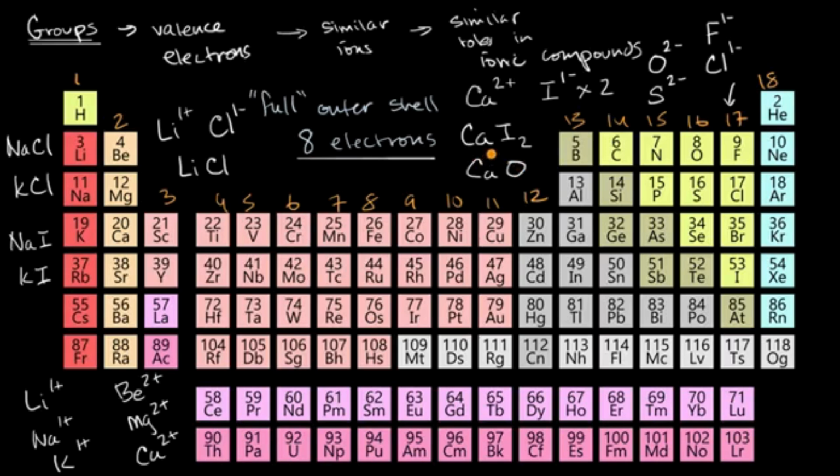So I will leave you there. The big picture here is the column in which an element is tells you a lot about its reactivity because it tells you in general how many valence electrons it has. And atoms are most stable when they have a full outer shell, and so that helps you predict, hey, is it easier for them to lose electrons and form a positive ion or gain electrons and form a negative ion? And then from that, you can make predictions as to the types of ionic compounds that could be formed with the different elements.